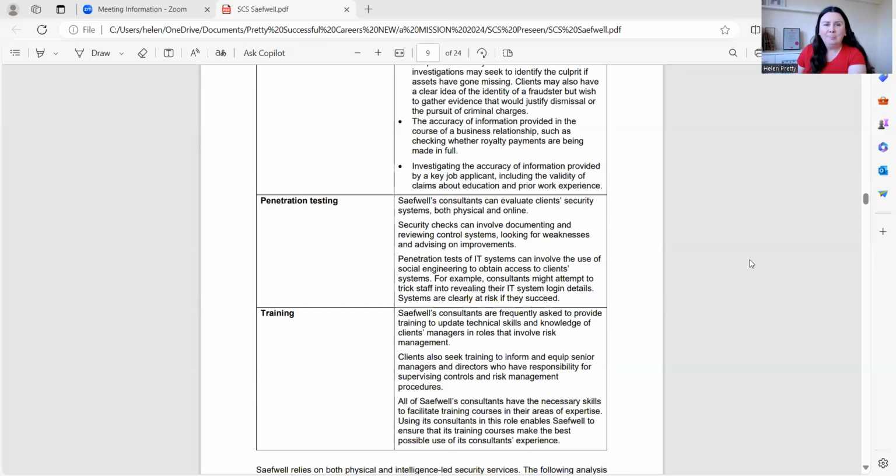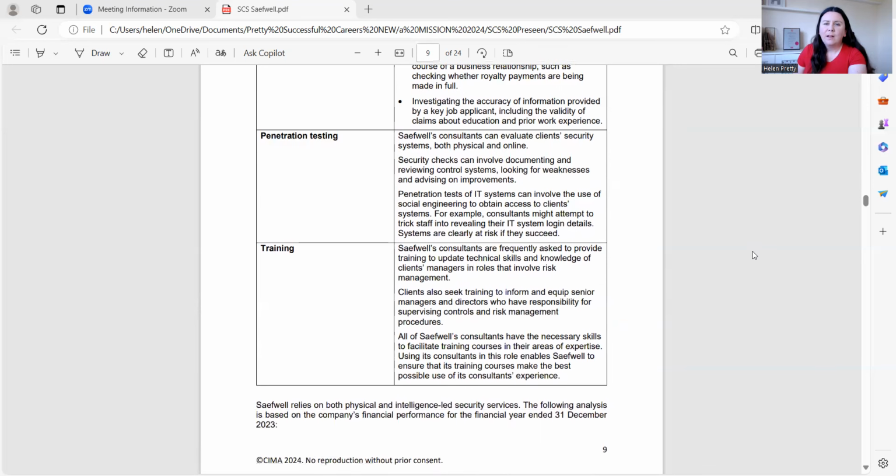Intelligence-led service 4, training. Saefwell's consultants are frequently asked to provide training to update technical skills and knowledge of clients' managers in roles that involve risk management. Clients also seek training to inform and equip senior managers and directors who have responsibility for supervising controls and risk management procedures.